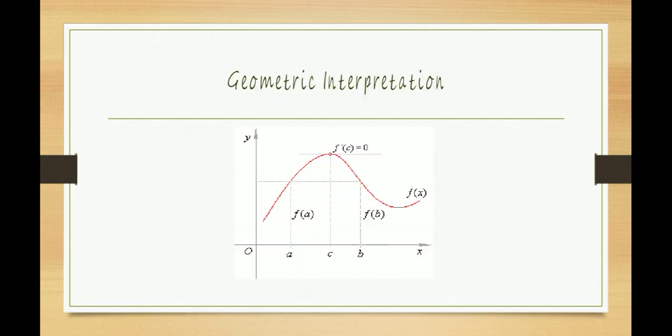We know when the derivative is equal to 0, the tangent is parallel to the x-axis. We know the derivative is the slope of a tangent; when it is equal to 0, the tangent is parallel to the x-axis. We can draw a number of tangents on this curve, but at least one tangent passes through the point c such that f'(c) is equal to 0. That means the tangent is parallel to the x-axis. So that is the geometrical interpretation of Rolle's theorem.